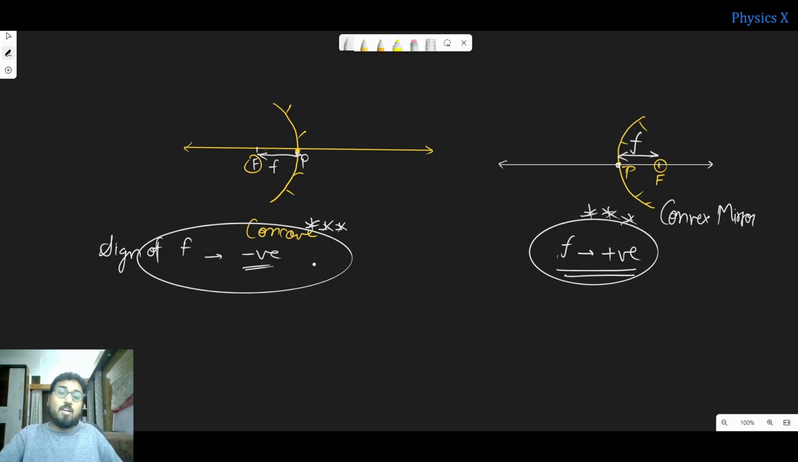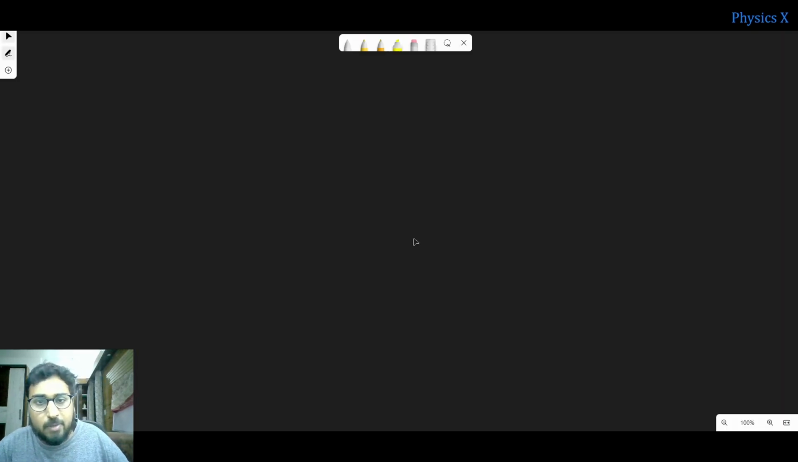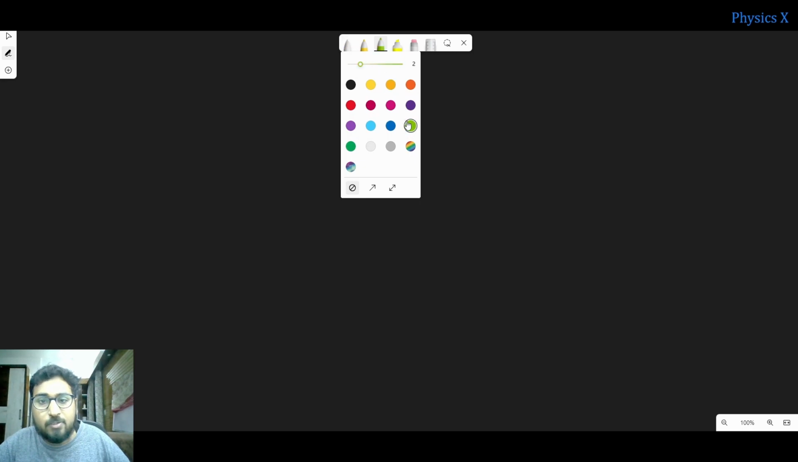In some questions, seeing only the sign of the focal length, you can guess which mirror it is. This is the point. For concave, focal length is negative. For convex mirror, focal length is positive, right? So this was all about your sign convention. Now let us learn about the mirror formula finally. Let us begin with the mirror formula.